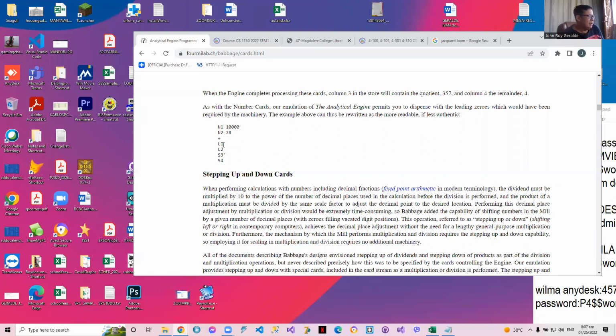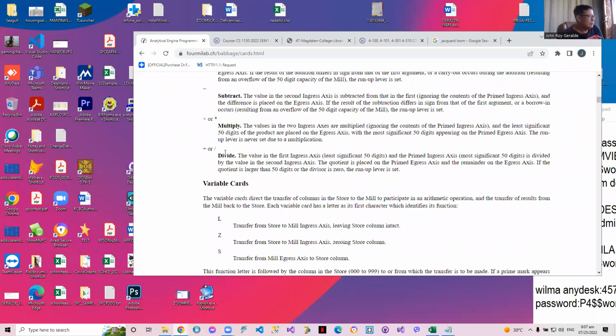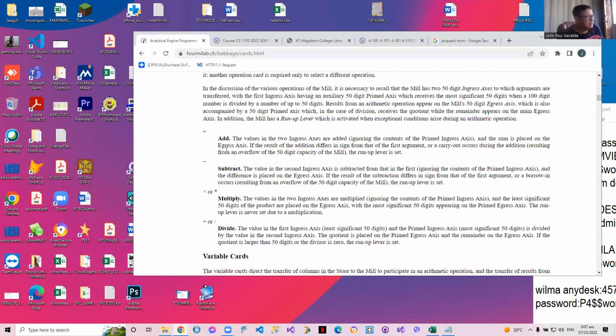And then there are variable commands, L and S. Any questions? The parameters come before the operation.